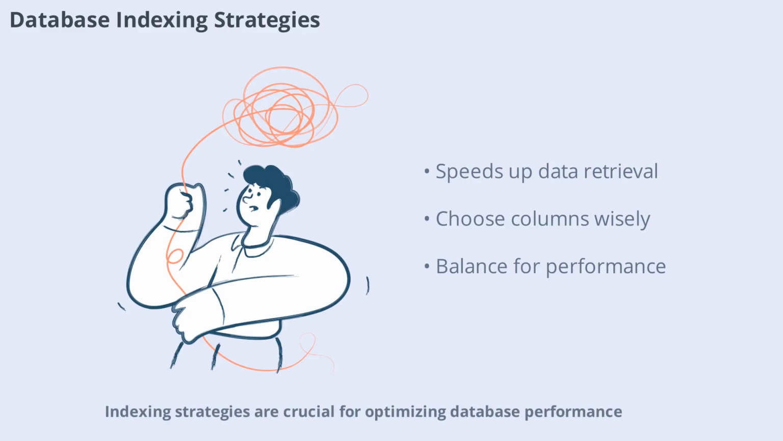Indexing strategies are crucial for optimizing database performance. By choosing which columns to index and what type of index to use, you can significantly speed up data retrieval. However, too many indexes can slow down data updates and increase storage requirements. Balancing indexing is key to maintaining a fast and efficient database.